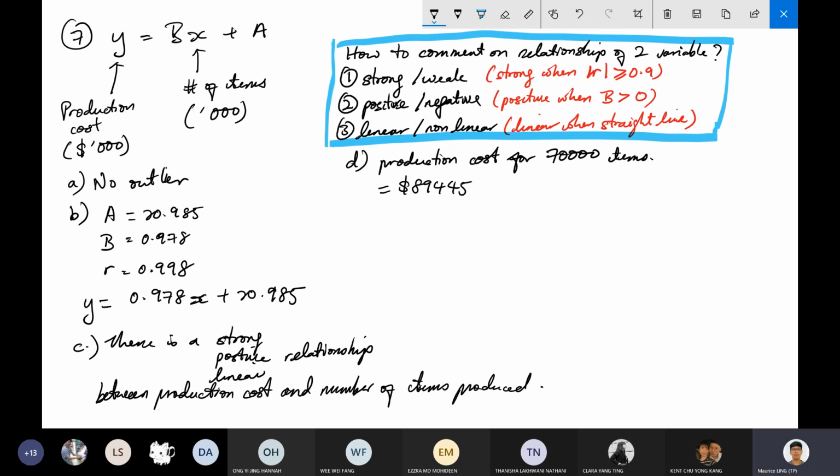Okay, and is it reliable? Yeah, because the R is more than 0.9. Okay, there's two. Reliable because absolute R is more than 0.9. And the second one is it is an interpolation. Okay, it's not extrapolation.